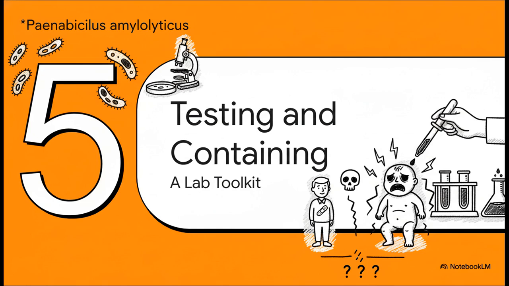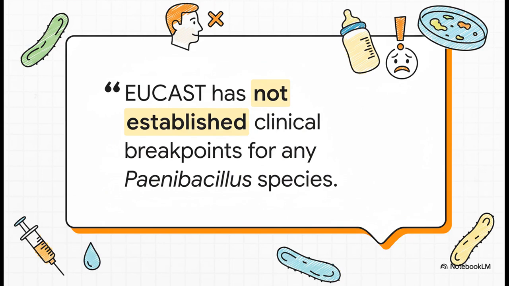All right, so this brings us right into our wheelhouse. How do we test this organism, and how do we advise our clinical colleagues on how to contain it? This is the tangible take-home guidance for what we do in the lab and for infection control. This, right here, is the fundamental problem when it comes to antimicrobial susceptibility testing, or AST. EUCAST has not established clinical breakpoints for any species of Paenibacillus. This creates a massive interpretive gap, and it forces us to use a surrogate-based approach to try and tell clinicians whether a drug is likely to work or not.